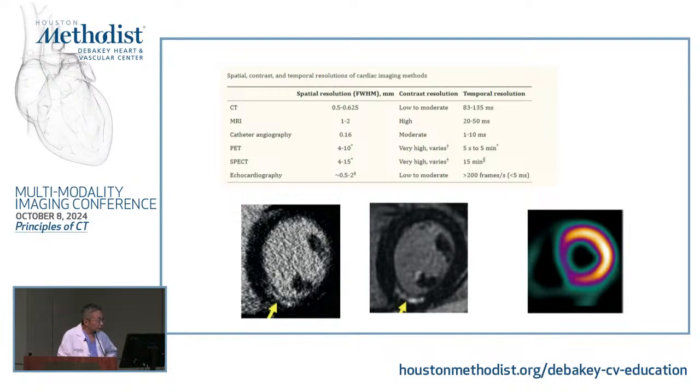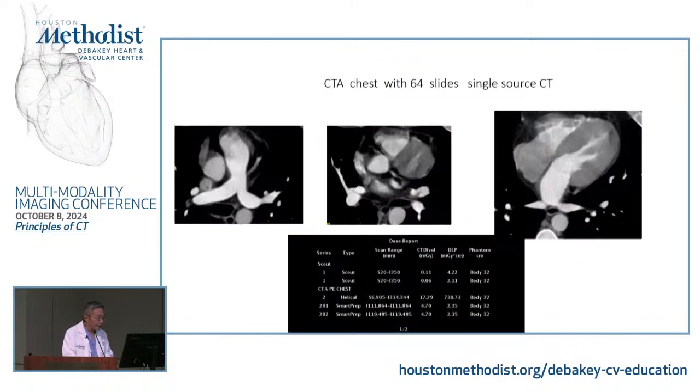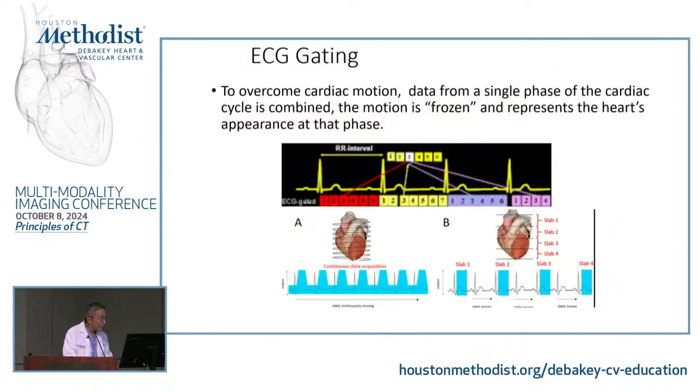And nuclear has the worst spatial resolution, but very high contrast. You can see clearly where the signal is and where there's no signal. And for temporal resolution, echo is obviously the best, MRI comes second, and CT lags behind. I think we can go through this quickly.